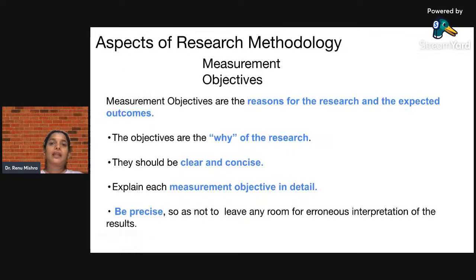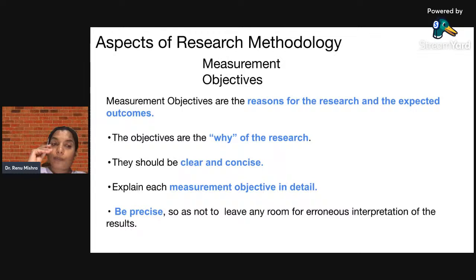Now, there are different aspects of research methodology. First is measurement objectives. Basically, these are simply your objectives, what you have set for your study, why you are doing this research. For example, to understand the factors influencing changes in employee behavior, so I want to understand those factors, or to understand the relationship between consumer purchase and their income.